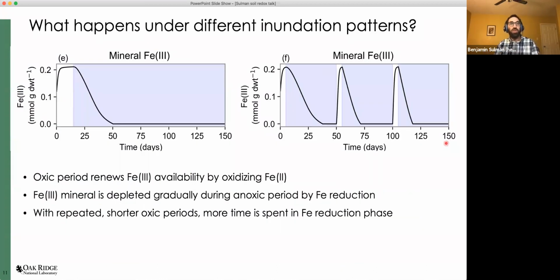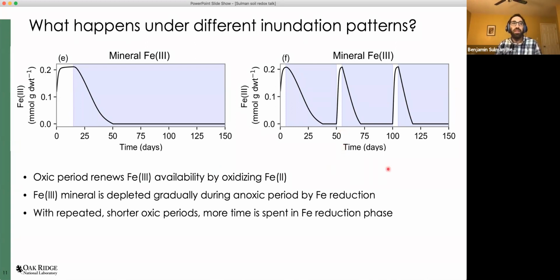So that's the demonstration of the model. And so a question that I had about this was, because we have this iron interaction, what happens if you change the hydrological pattern of the soil? So here I'm comparing two simulations where they both spend the same amount of time under oxic and anoxic conditions, but the one on the left has one longer oxic period and then a really long anoxic period. And the one on the right is going through more frequent cycles. So there's shorter periods when it's oxic.